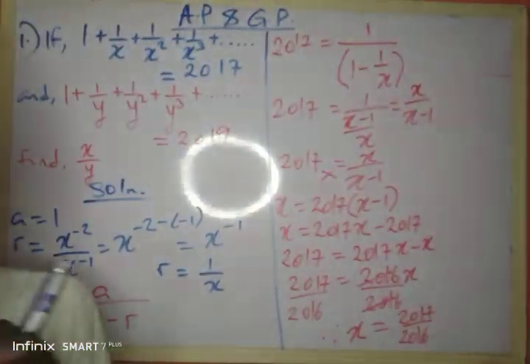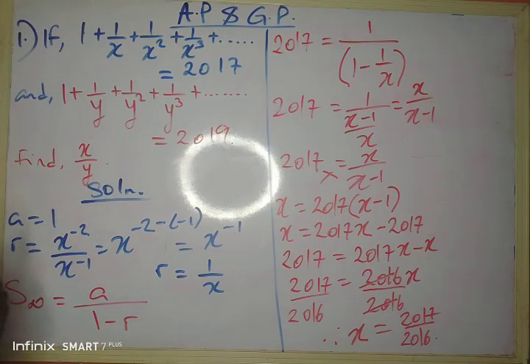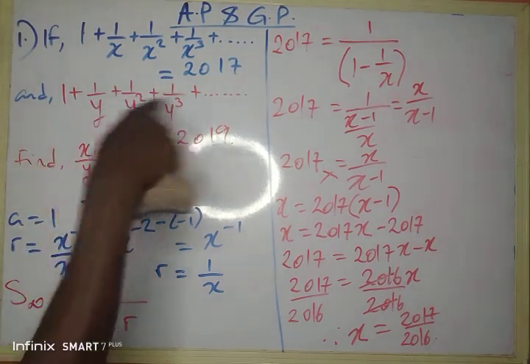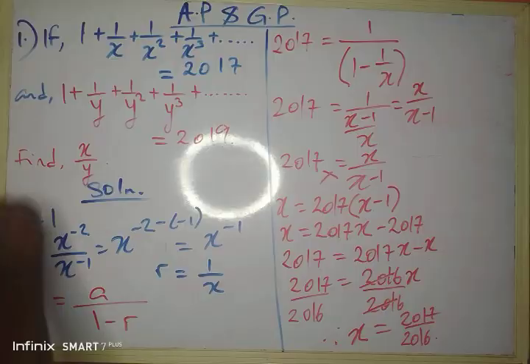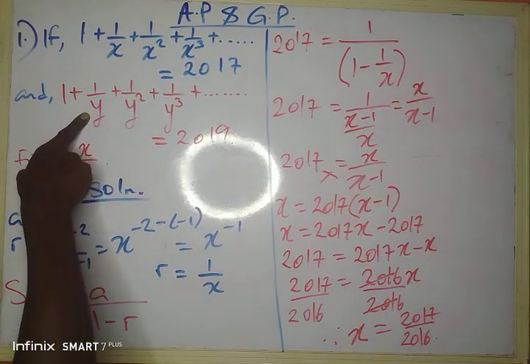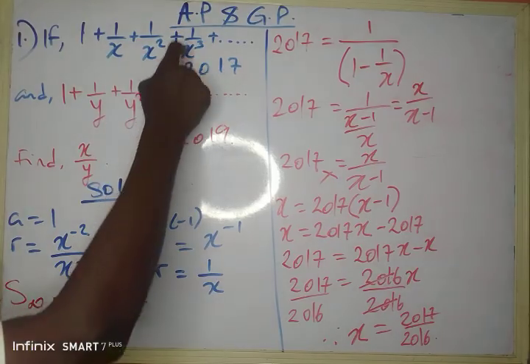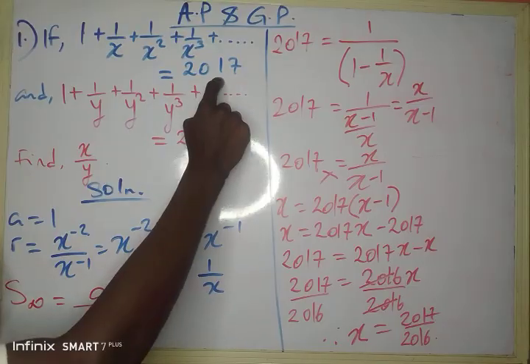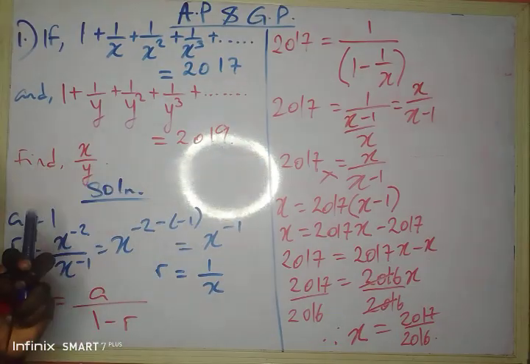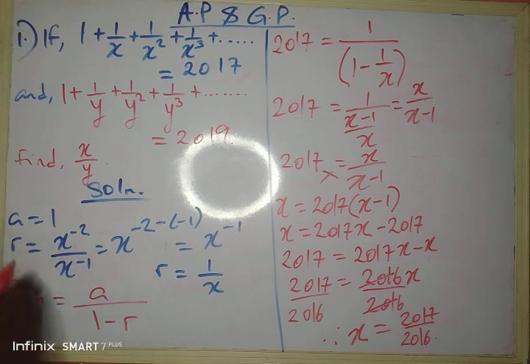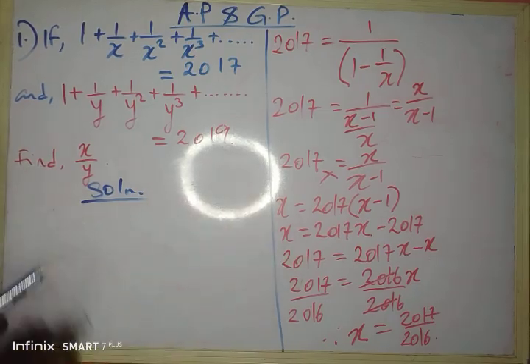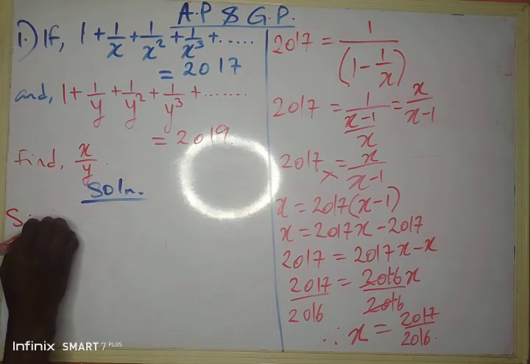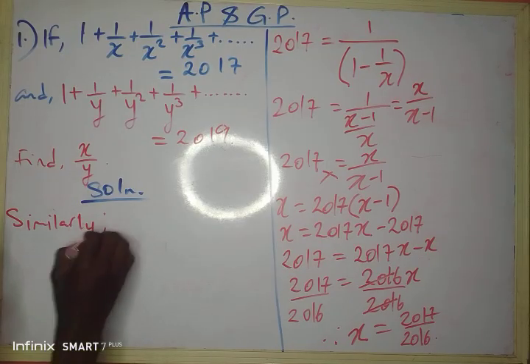This question is actually based on critical thinking, and you just have to think. Now to solve my y, you notice that y has the same series as x: 1 over x, 1 over y, 1 over x squared, 1 over y squared, 1 over x cubed, 1 over y cubed, and so on, equals 2017, but here it is now 2019. That means I can say similarly from here.